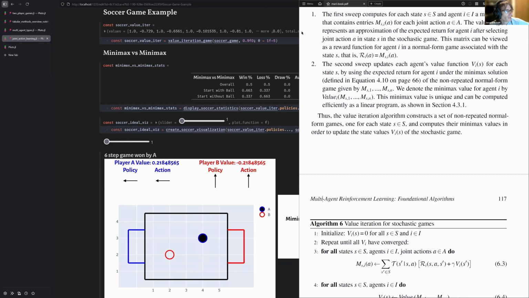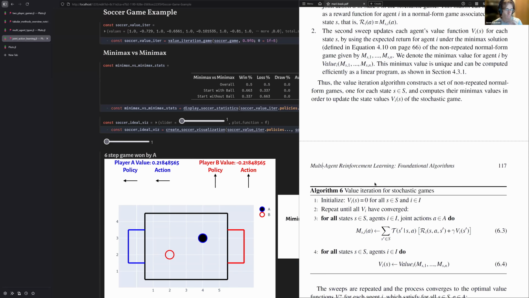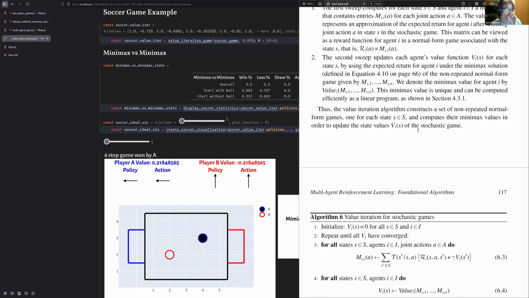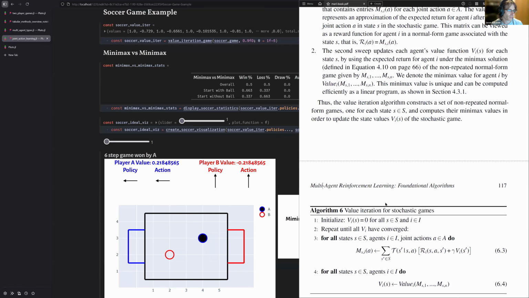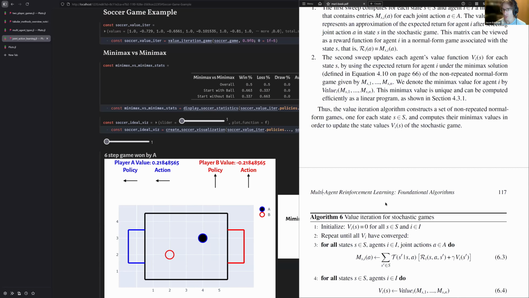So during the last meeting, we had covered value iteration for stochastic games. And this was an exact solution technique. And really, it's the first algorithm we looked at that uses the concepts of game theory to solve not just a non-repeated game like we had looked at before, where you just have a single game state, like rock, paper, scissors was an example of that. But now we're talking about stochastic games where there are multiple states.